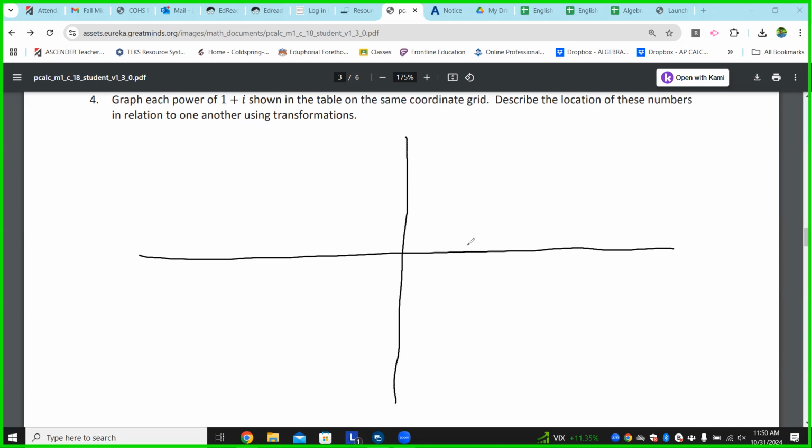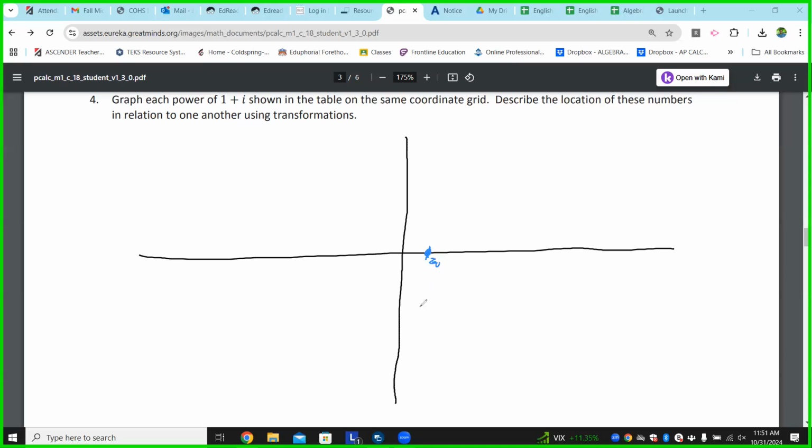All right. So what we're going to do is we're going to call each one Z0, Z1, Z2 to represent 1 plus i to the 0 power. So Z0, or 1 plus i to the 0 power in rectangular form, was just 1. How would I graph that? On the x-axis. Yep. Good. So here is 1. This will be called Z0.